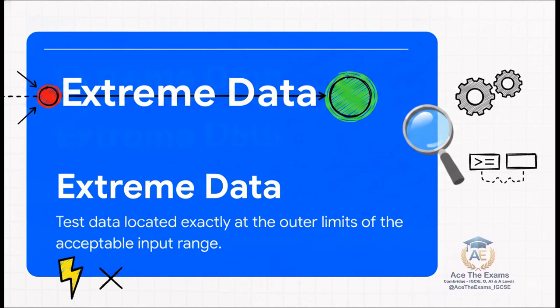If we go back to our test score system that accepts values from 0 to 100, the extreme data points are exactly 0 and exactly 100. They are 100% valid. The system must accept them. But they are at the very edge of the validation rules.